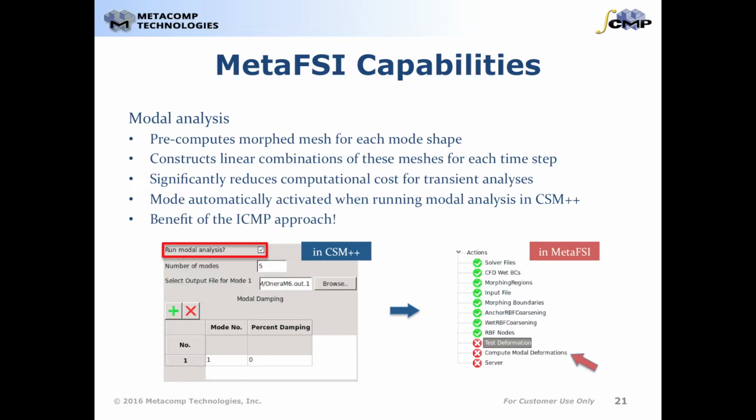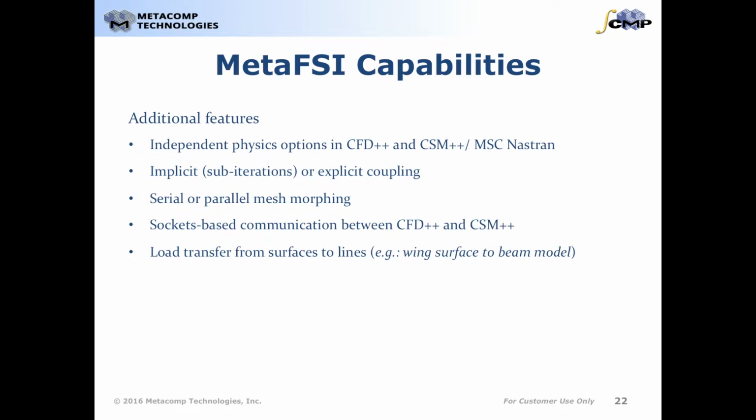The benefits of the ICMP approach can be readily seen here. Checking the box for a modal analysis in CSM++ automatically activates modal morphing within MetaFSI, just as the user might expect it to. Some additional capabilities of MetaFSI include the ability to specify independent physics options in CFD++ and CSM++, a choice of implicit or explicit coupling, a choice of serial or parallel mesh morphing for significant speed gains, and a robust sockets-based communication between CFD++, CSM++, and MetaFSI.